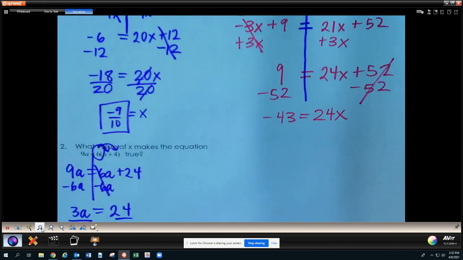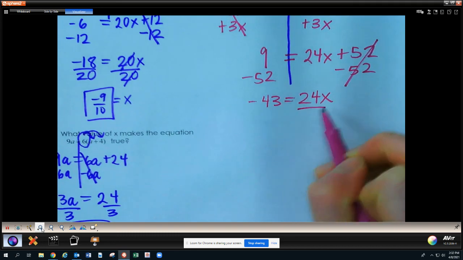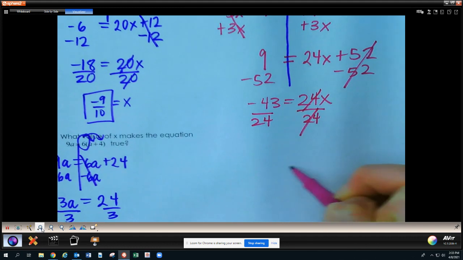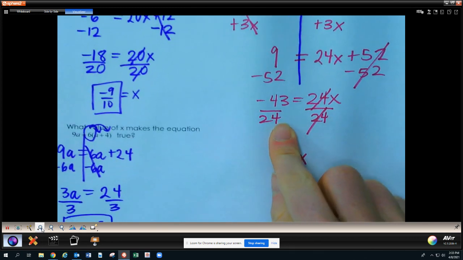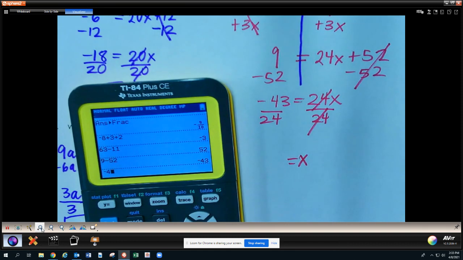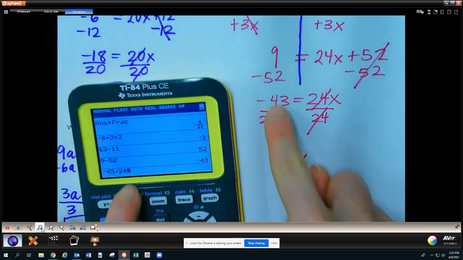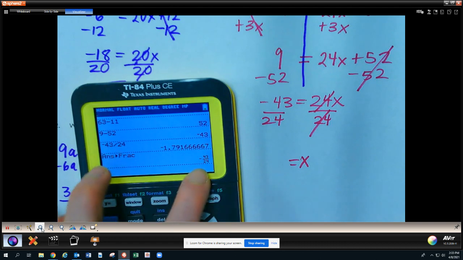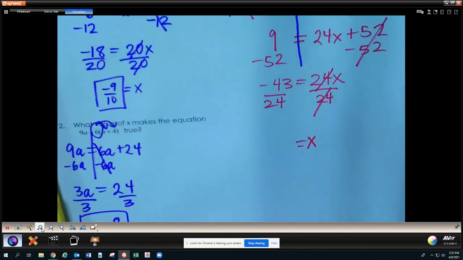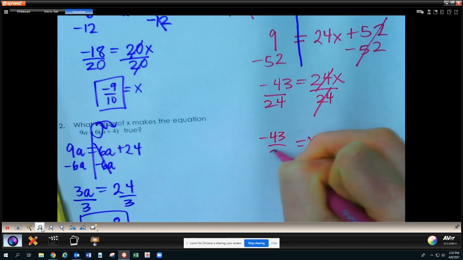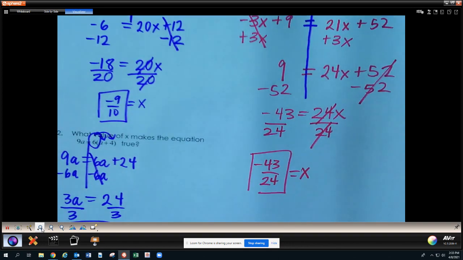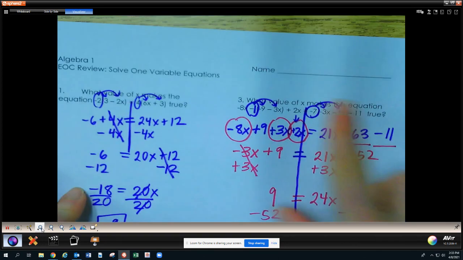And don't let the fraction scare you, just keep going. We are dividing by 24. And so x equals, let's type it in and make sure it's as simple as it can be, negative 43 divided by the 24, because that's what I have written here. Ugly decimal, math, enter, enter. That's as simple as it could be. And so when you're looking at your answers, your answer choices, look for this. And if you don't find it, go find your mistake. Okay, so that's how you solve equations.